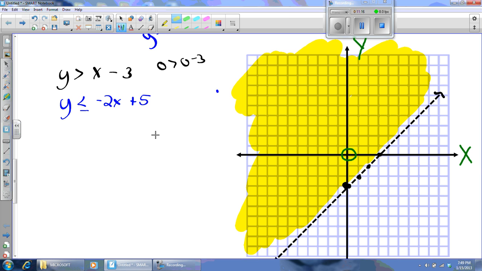Okay, now we'll do the blue one. Again, I'm in slope-intercept form. I'm going to plot the point 0, 5, 1, 2, 3, 4, 5, and I'm going to go down 2 over 1, down 2 over 1, down 2 over 1. All right, it's going to be a solid line because it says equal to.